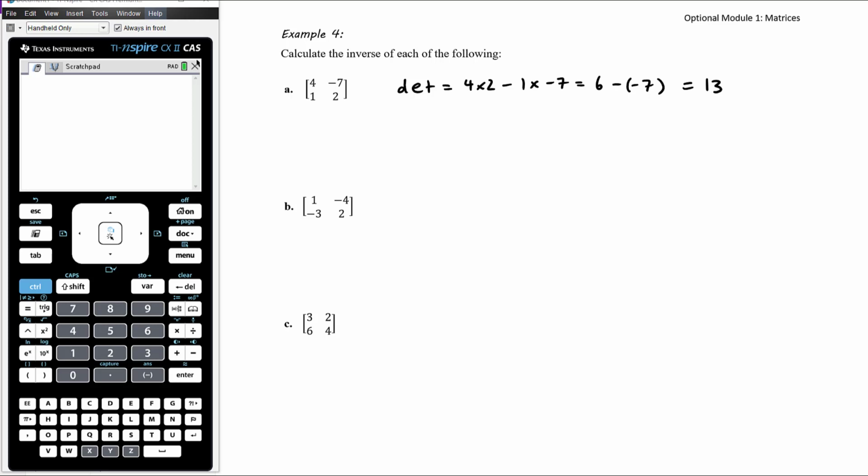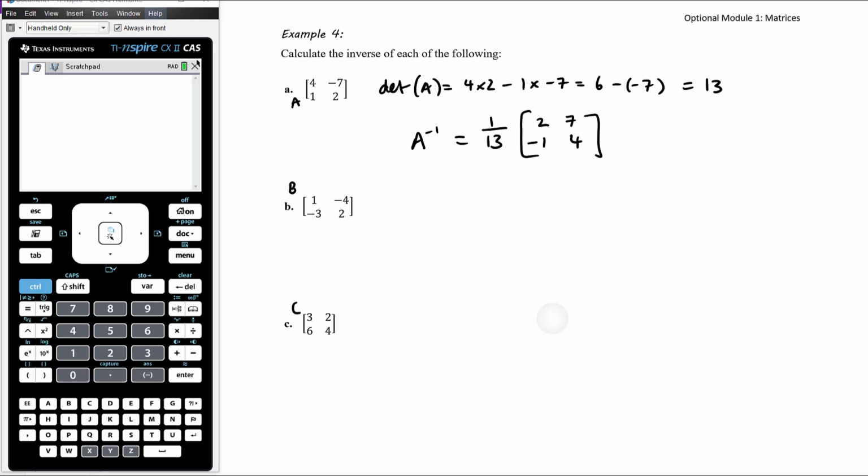Let's call this A, and we'll call this one B, and we'll call this one C. So this is the determinant of A, and therefore the inverse of A will be 1 on 13, 1 on our determinant. We swap the numbers on the leading diagonal, so it becomes 2 and 4. The numbers on the other diagonal stay where they are, but they're multiplied by negative 1. So the number that was positive becomes negative, the number that was negative becomes positive.